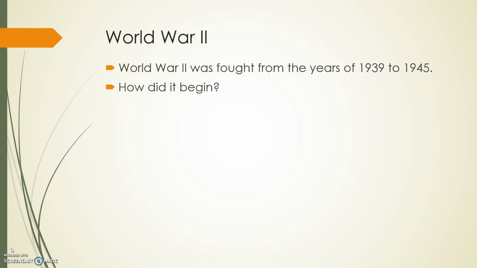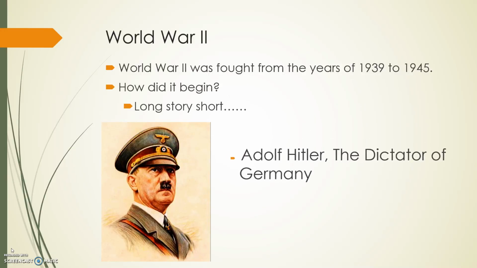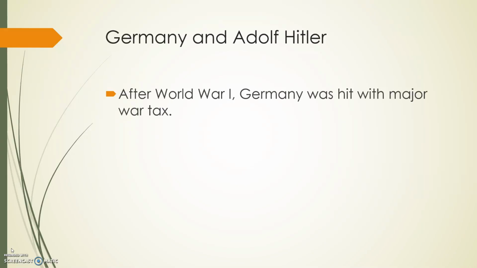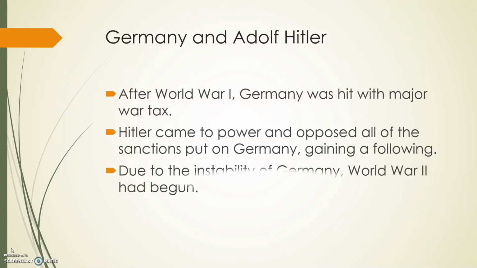Well, I'm sure a lot of you guys do understand a little bit of how World War II started, but it really began through this guy right here, Adolf Hitler. Adolf Hitler was the dictator of Germany. Now, after World War I, Germany had huge sanctions brought against itself through the Treaty of Versailles. They had war taxes, they had restrictions, they had war restrictions. They couldn't do everything that other countries could do because they caused so much damage during World War I that it just had to be stopped.